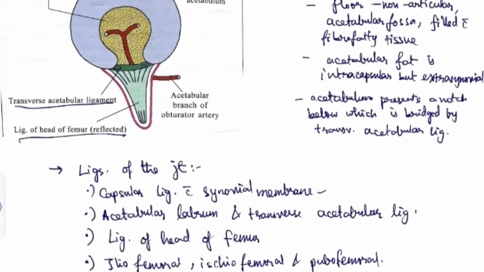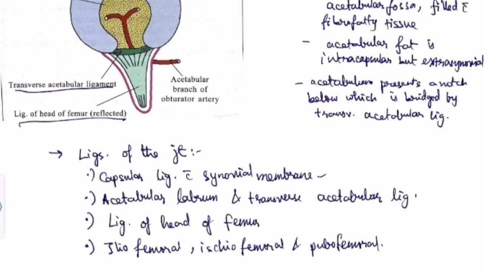Ligament of head of femur here. Finally, the iliofemoral, ischiofemoral, and pubofemoral ligaments. This one, let me mark this. Iliofemoral ligament. You know why I marked this? Because this one is important. It may come as a short note, and you have to be very particular about this ligament.